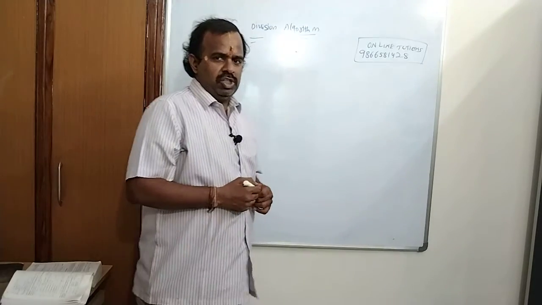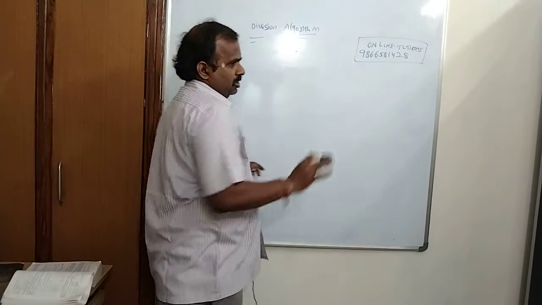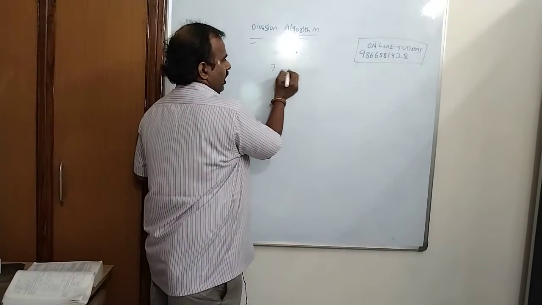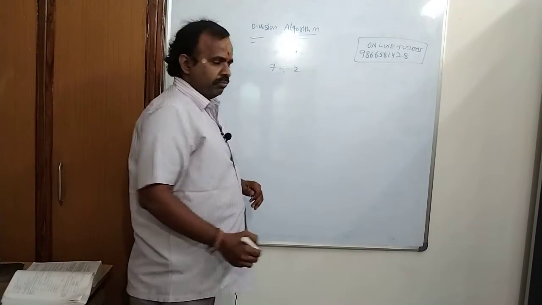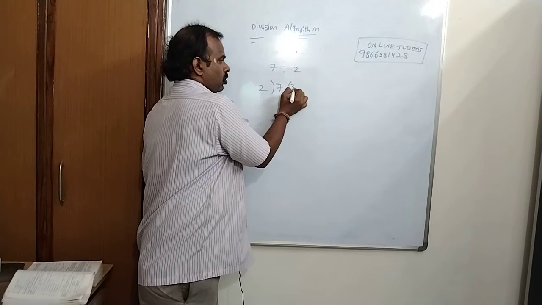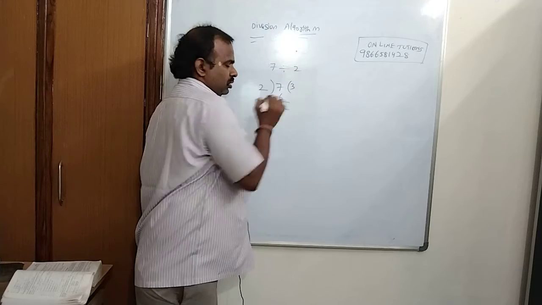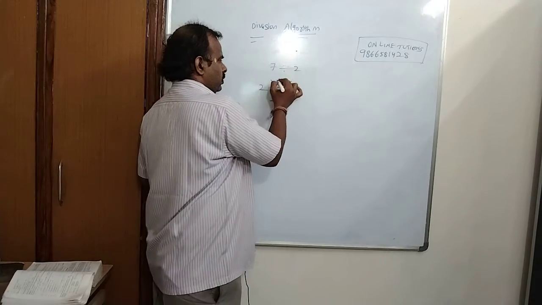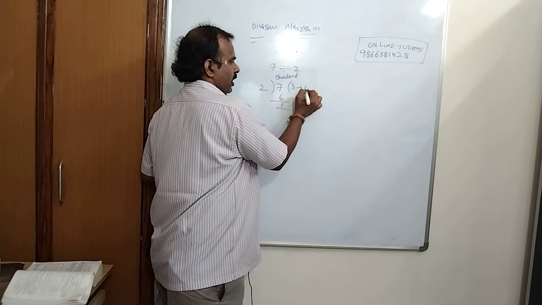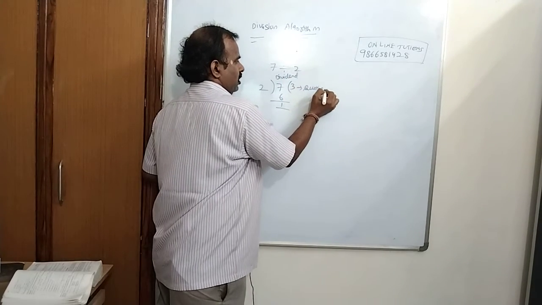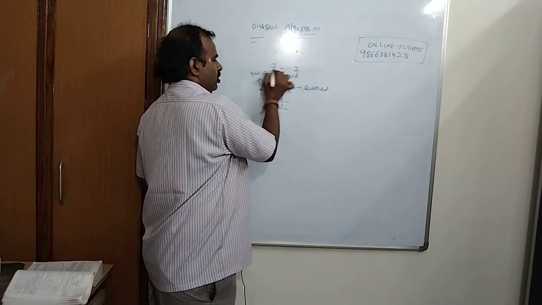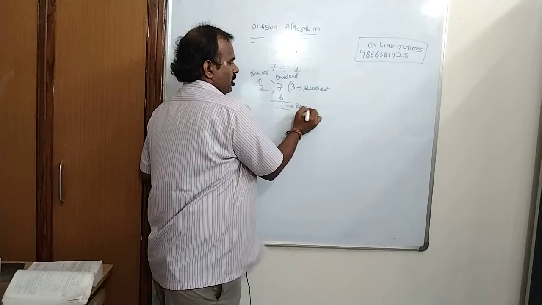What does this division algorithm mean? Let us talk about only division of numbers. Let us take 7 divided by 2. Now 7 here, and here 2. 2 3s are 6, remainder is 1. This we call the dividend, this we call the quotient, this we call the divisor, and this we call the remainder.